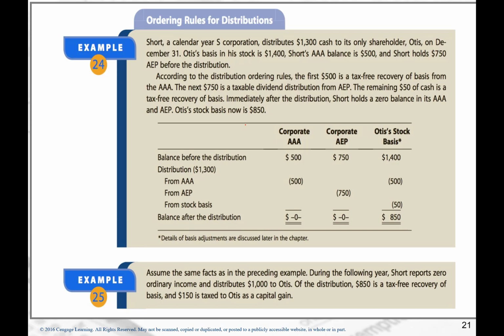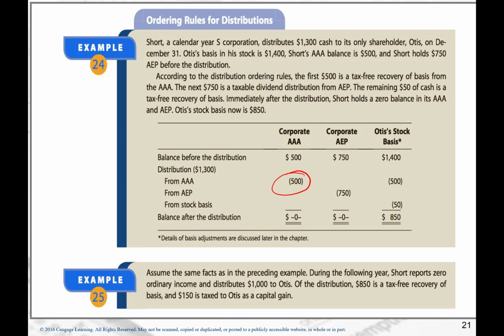We saw that we got to whatever the number was, 80,000 in that other example, over the course of a couple years. But here the AAA is just this 500,000, and Short holds a 750,000 AEP, accumulated earnings and profit, from the C Corp years before they turned to the S Corp election. According to distribution rules, the first 500 go against the AAA, don't they? Just like we saw in the last problem.